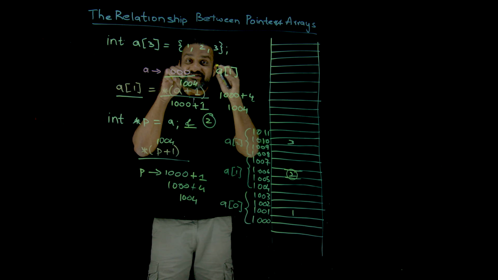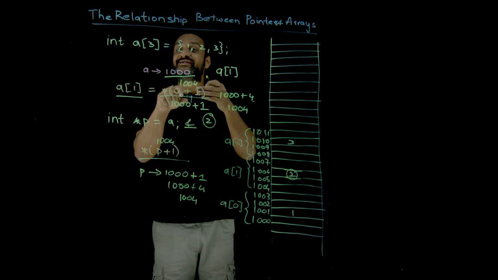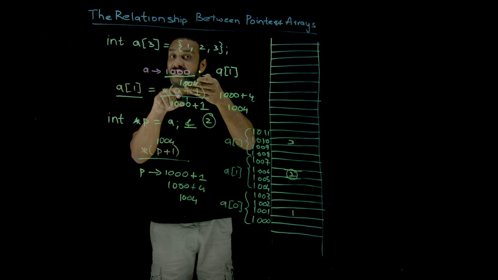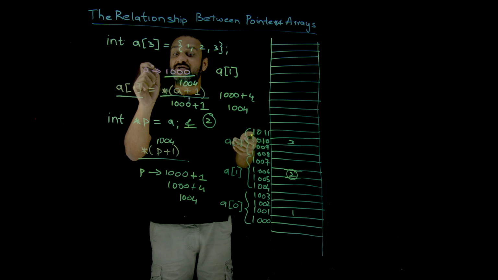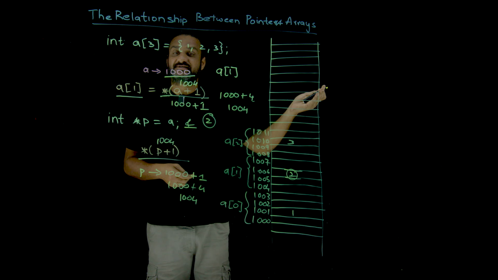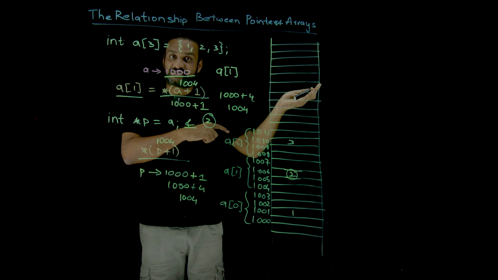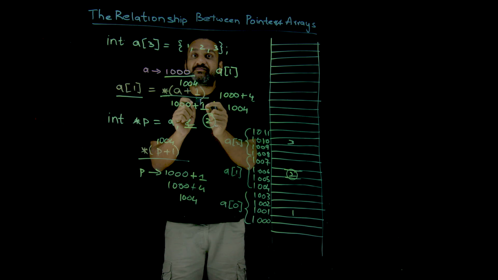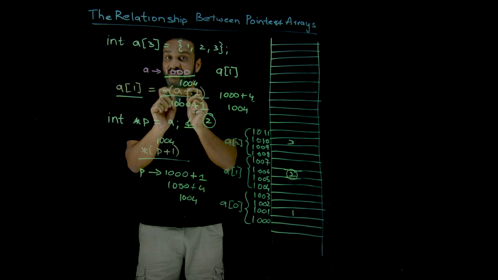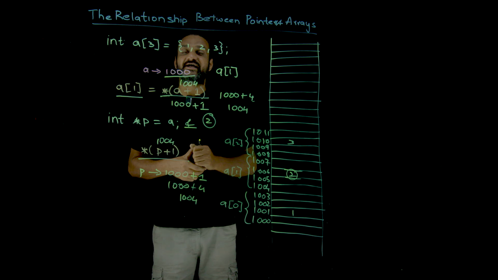Okay. So this is how we can apply pointer arithmetic on both arrays and on pointers that are assigned to arrays, pointing to the arrays. This is a very important concept that you need to understand.